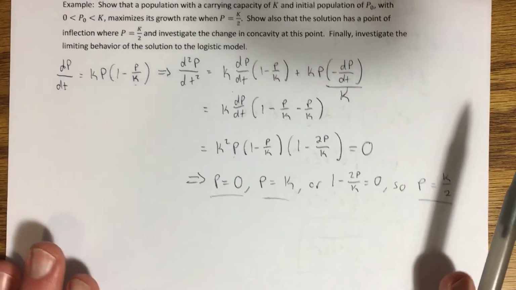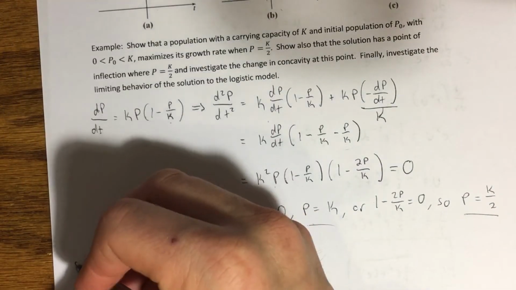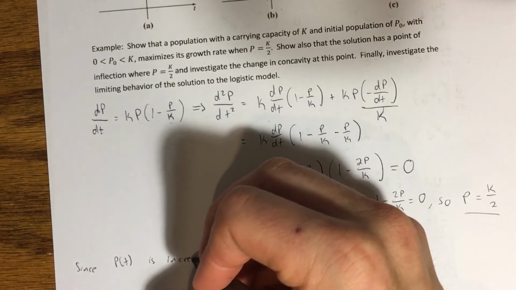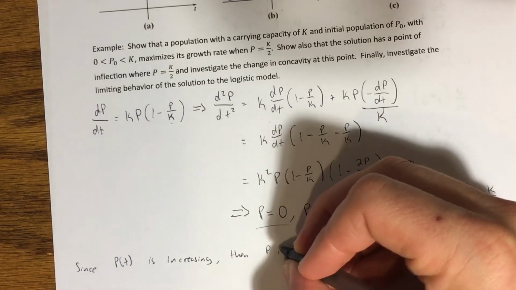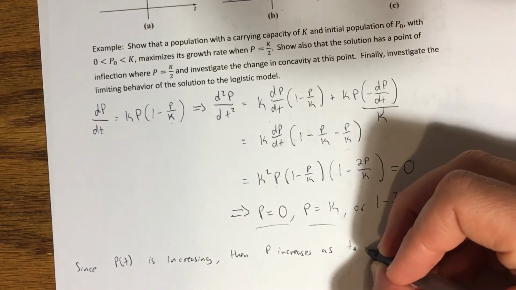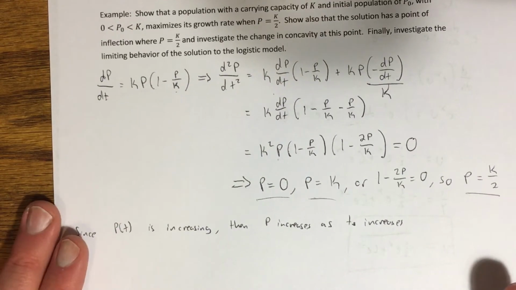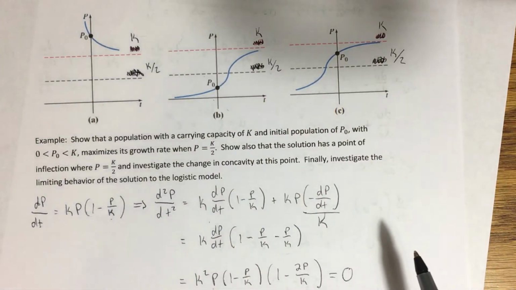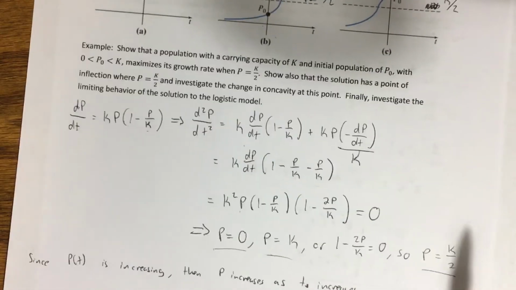So we're going to use the fact that this is an increasing function. Since p of t is increasing, then p increases as t increases, okay? We're going to use that so that we can show that we have this change in concavity here without having to get, by basically being able to talk it out. So here's what I mean by that.